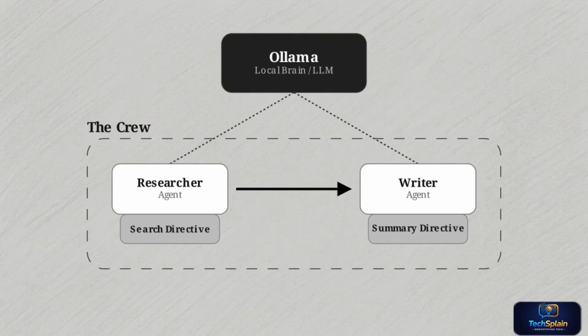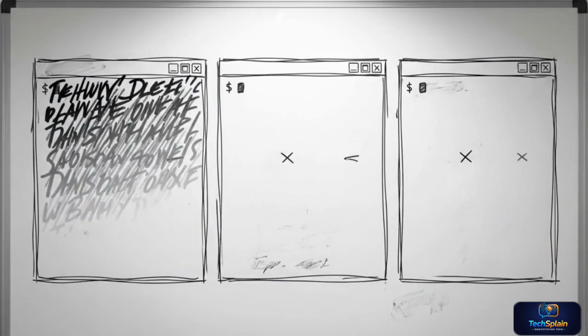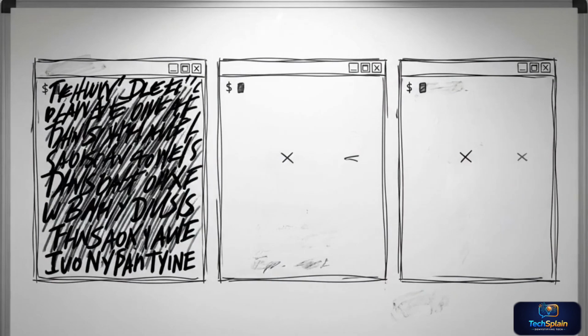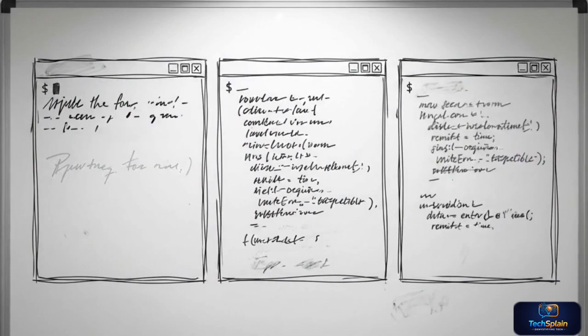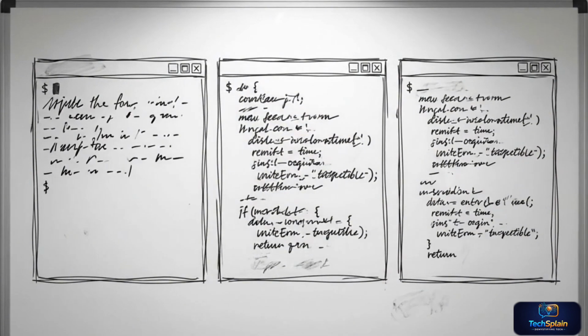Finally, we define the crew, grouping them into a sequential pipeline. This transforms isolated AI queries into a collaborative workflow. The agents automatically pass their findings to one another until the final objective is reached.